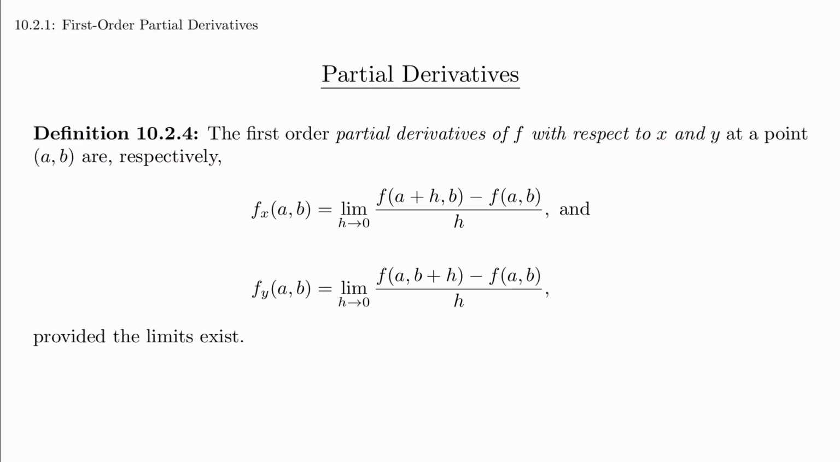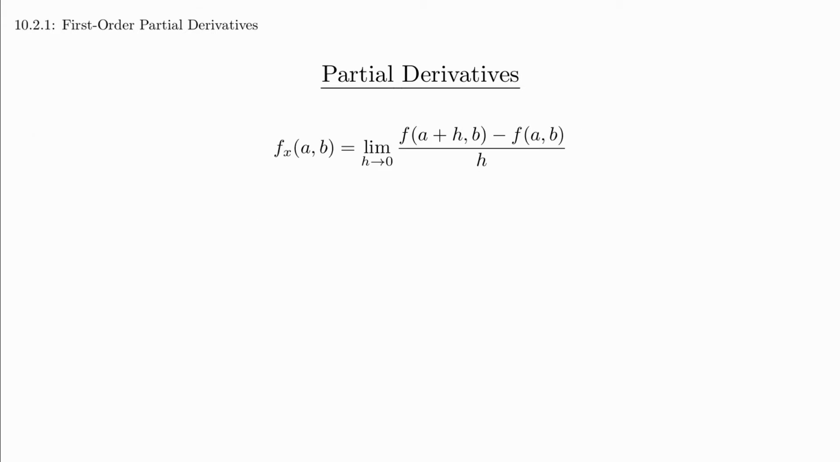Definition: the first order partial derivatives of f with respect to x and y at the point (a, b) are given by these formulas, provided that the limits exist. This notation can seem like a lot, but if you break it down, there's not really that much to it. Let's look at the partial derivative with respect to x. The first thing to notice is that this is a difference quotient. It's the evaluation of a function at two locations divided by the distance between those two locations.